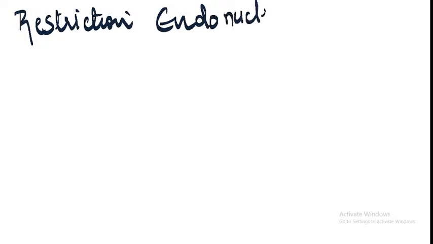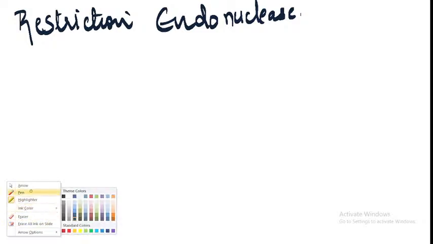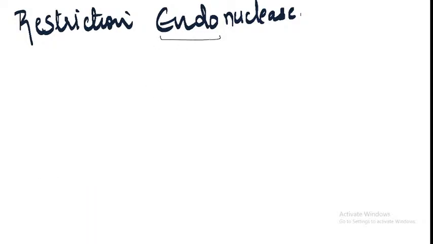Now let's understand what endonuclease means. See, restriction endonuclease, what does this mean? There are two types of nucleases. The first one is endonuclease, and we also have exonuclease. But we are taking restriction endonuclease for the cleaving of the DNA.